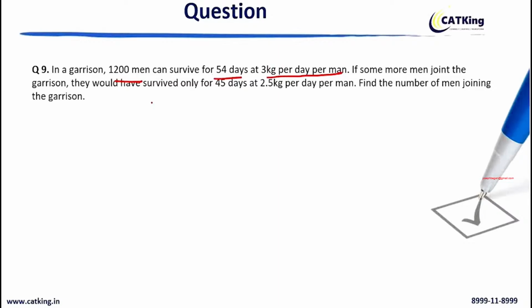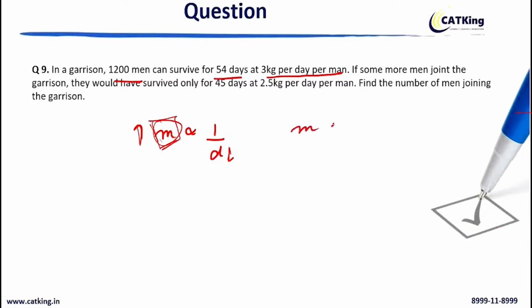So men will be inversely proportional to what, the number of days? Because if the number of days is less, then more men can be there. Or conversely, if I increase the number of men, then they will live for fewer days, because I assume that the total ration they have is constant. So the total quantity that they have is constant. This will be inversely proportional.